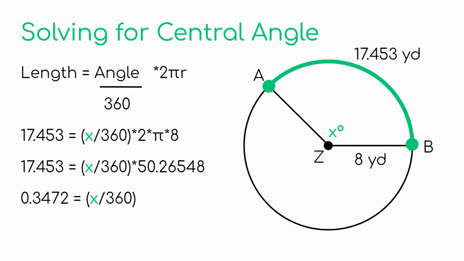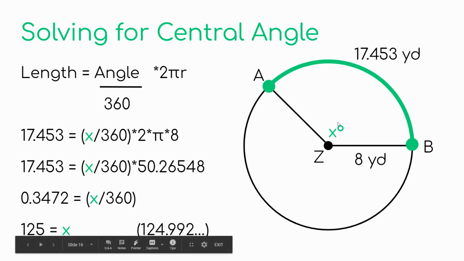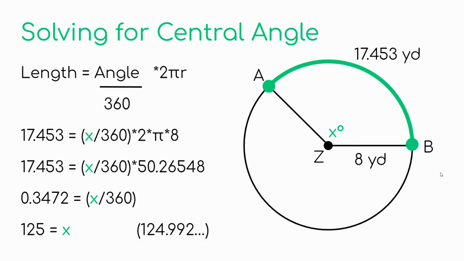So I got 0.3472 times 360. So I got about 125. I actually got 124.99. Anytime you have 0.99, you're going to round it up. So we got 125 degrees. Remember, the angle is in degrees. So that one has one extra step. So we're going to go through 2 more problems. So make sure you wrote all that down.